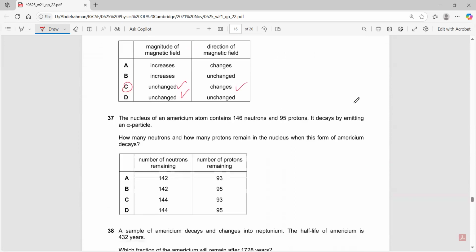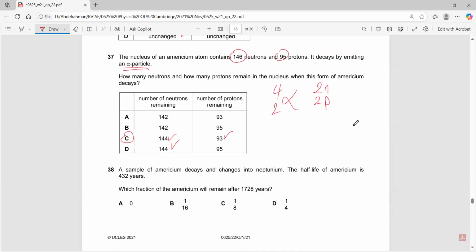It changes as well. The nucleus of an americium contains 146 neutrons, 95 protons. How many neutrons are remaining? It decays by emitting an alpha particle. Alpha particle is 4 and 2, which contains 2 neutrons and 2 protons. So the proton number will decrease by 2, and the neutron number will also decrease by 2, right? They will both decrease by 2. So instead of 146, it would be 144. 95, it would be 93, right? They both decrease by 2.